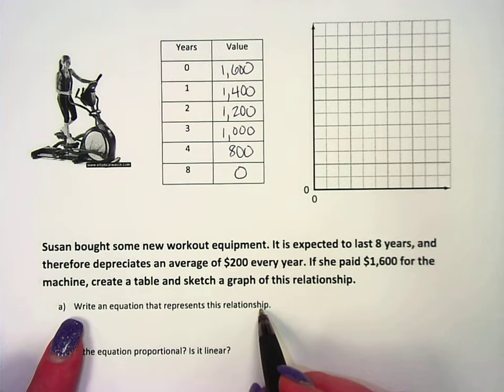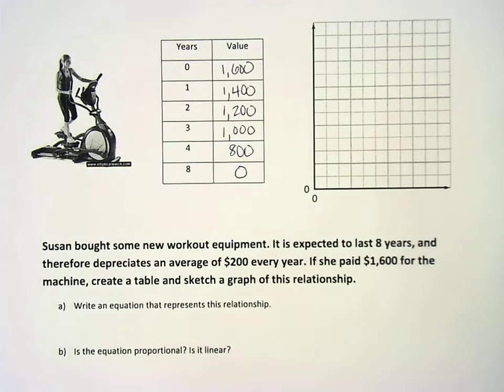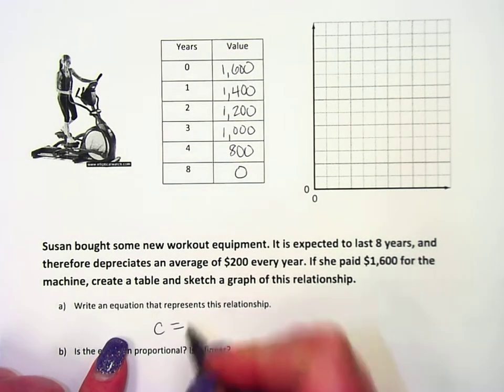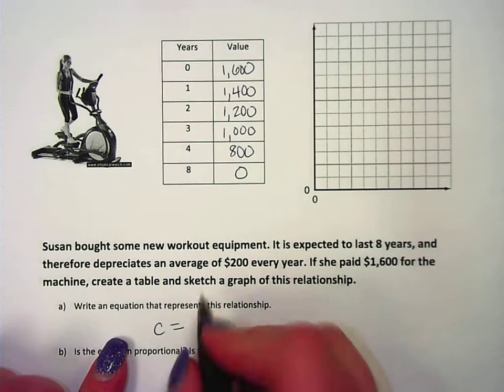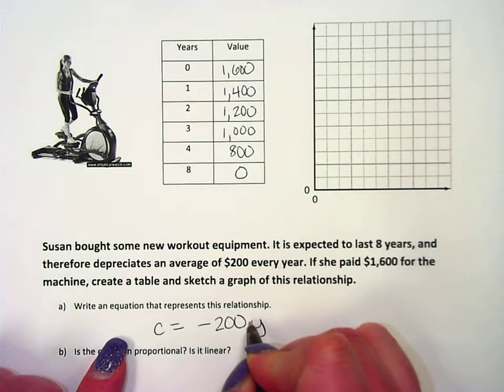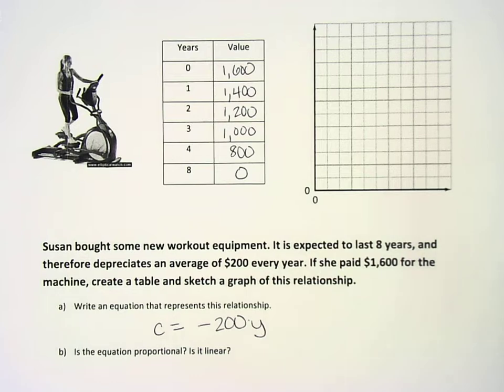So if I was to write an equation, my cost is what I'm getting out. So that's my dependent variable. My cost C is what I put in, the number of years. So in this case, she's losing $200 times the number of years. Remember, I don't need my multiplication dot. A number and a letter side by side already means to multiply.